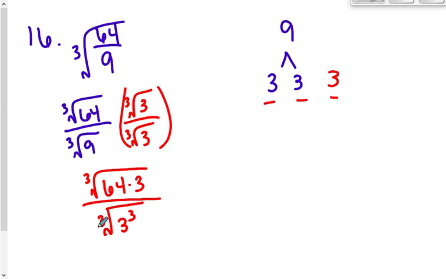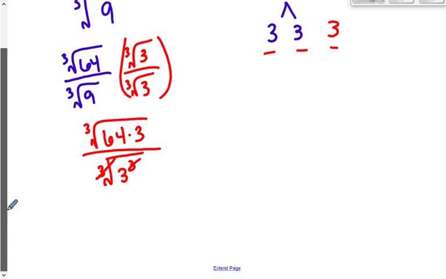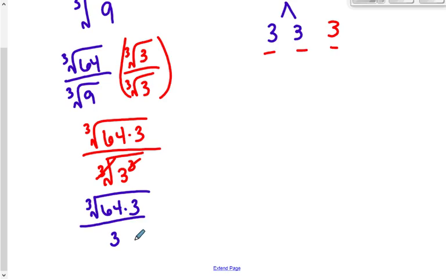All right, so the cube root and the cube cancel. And I have the cube root of 64 times 3 over 3. Do you have an answer choice that looks like that? No.